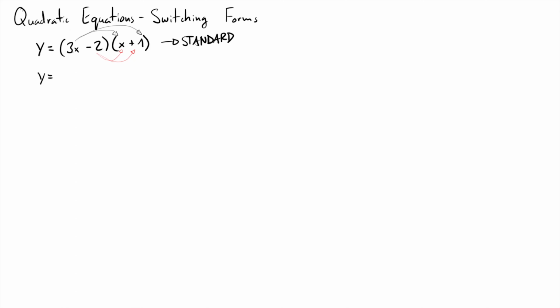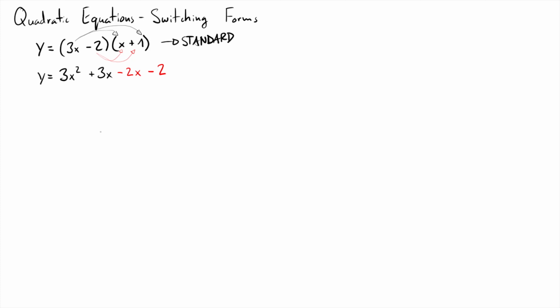First thing we're going to do is 3x times x. Well, that's going to get us 3x squared. Then we're going to do 3x times 1. That's just going to be plus 3x. Okay, we're done with the 3x's now. Let's do negative 2 times x. So that's going to give us negative 2x. And negative 2 times positive 1. That's going to give us negative 2.